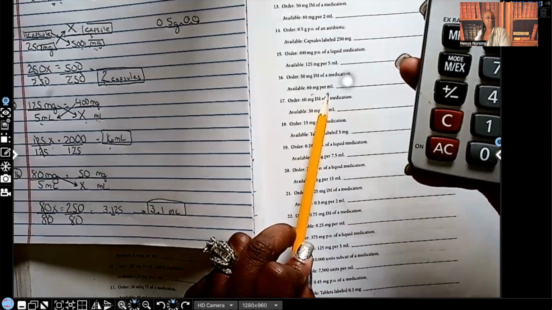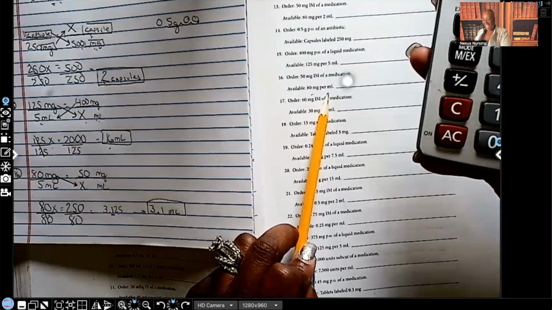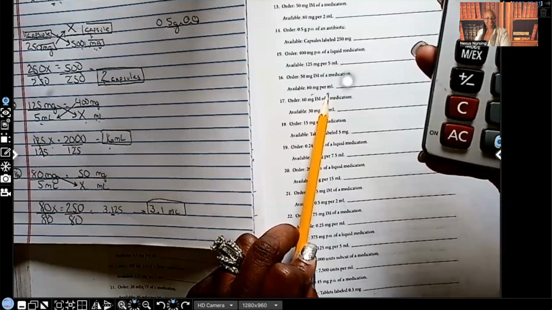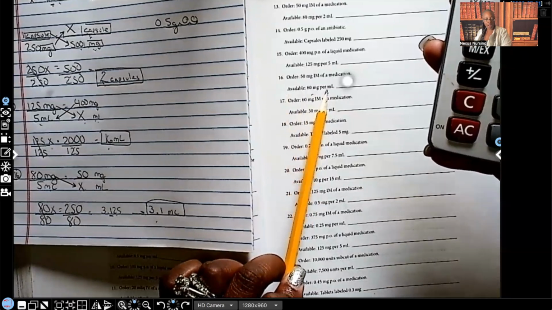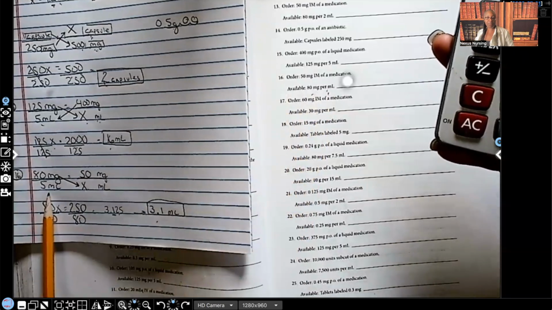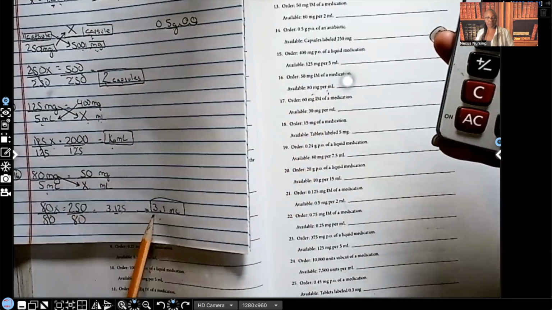Don't do what I just did. I copied the answer wrong. That's how I came up with this 3.1. Look at what number 16 says. Number 16 says 80 milligrams per ml. I wrote 80 milligrams per 5 ml. So guess what, guys? If this were the setup, this would have been your answer.